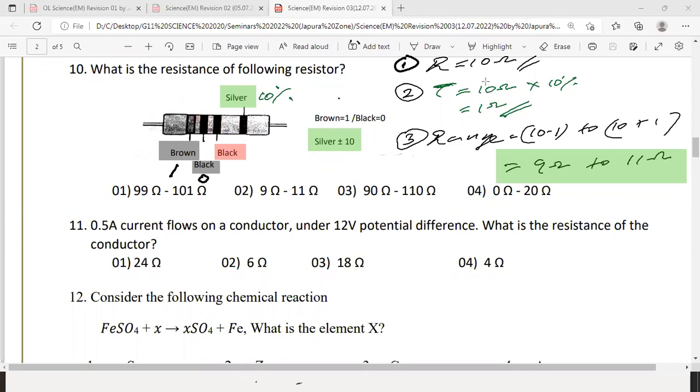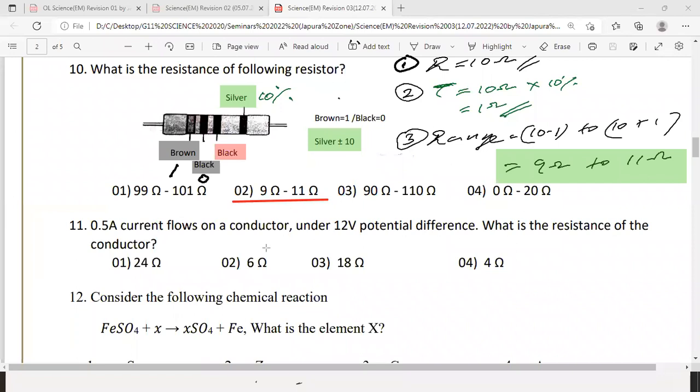So the most correct answer, question number 10, second answer. How many of you got the second answer? Please raise the hand. Before I explain, you followed these three steps and got the second answer. How many of you got the second answer? Right, very good. Around 11 students raised the hand. Well done. Then question number 11.